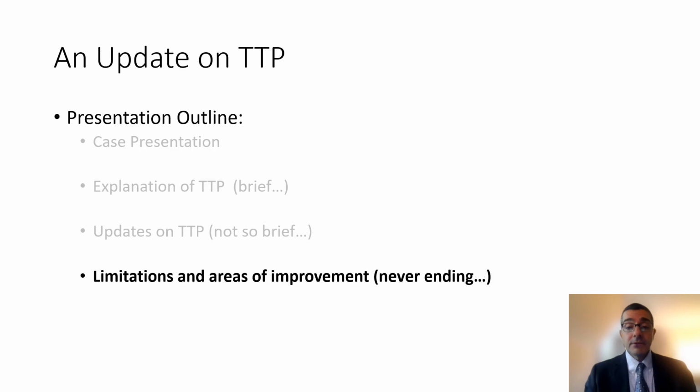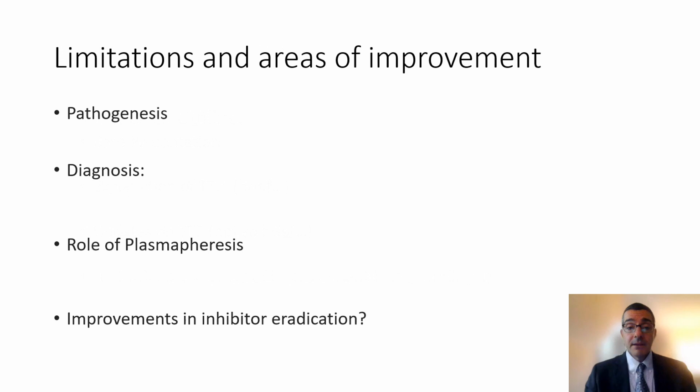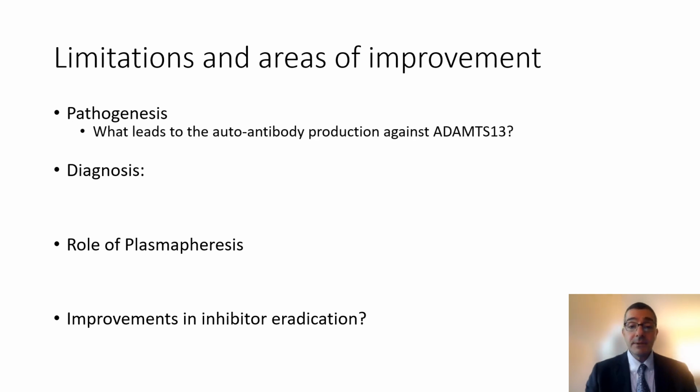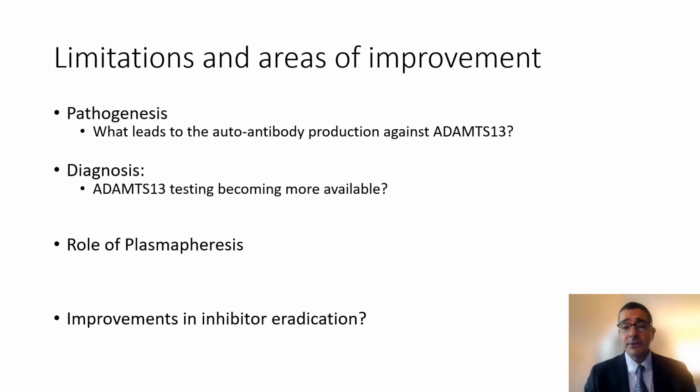All right, so now we'll talk about what else is left. Here's at least one of the questions that was asked: what else are we looking at? What about the pathogenesis of TTP? We still don't have a good answer to the question, how did this happen? Of all the enzymes, of all the targets in the body, what is the reason that the immune system has targeted ADAMTS13? We don't know.